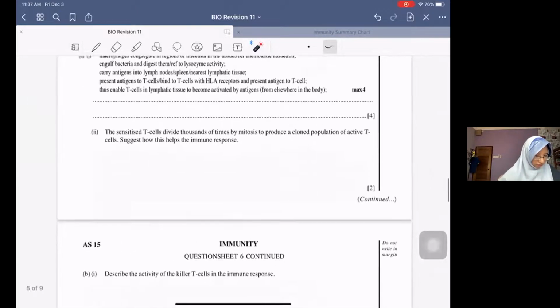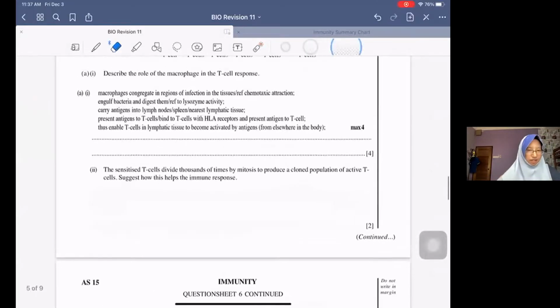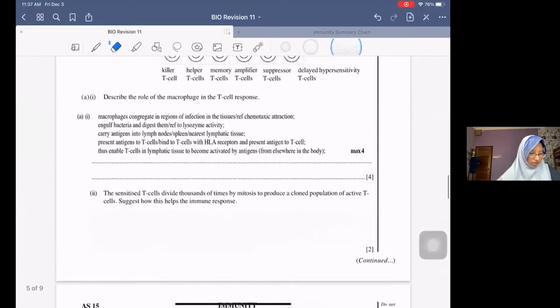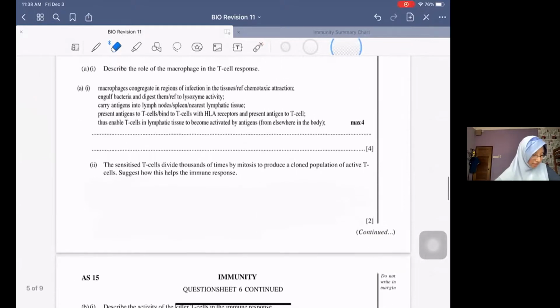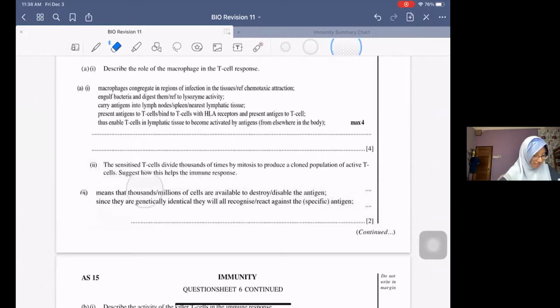Anybody want to try and answer? It's just the same answer. It's the same answer as before. Okay, never mind. So yes, the same answer.